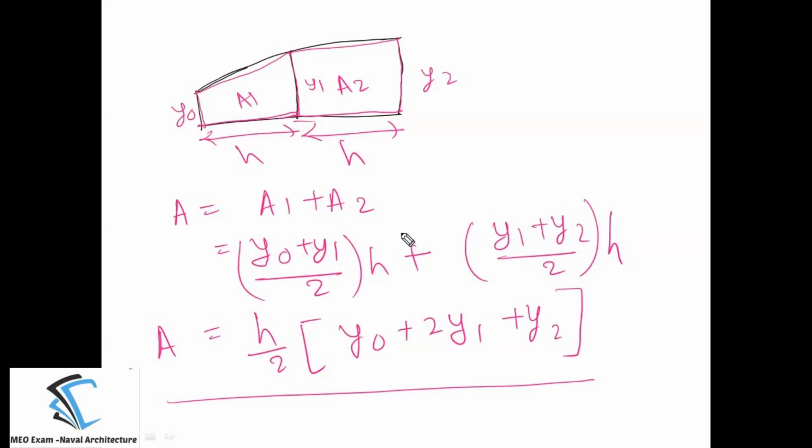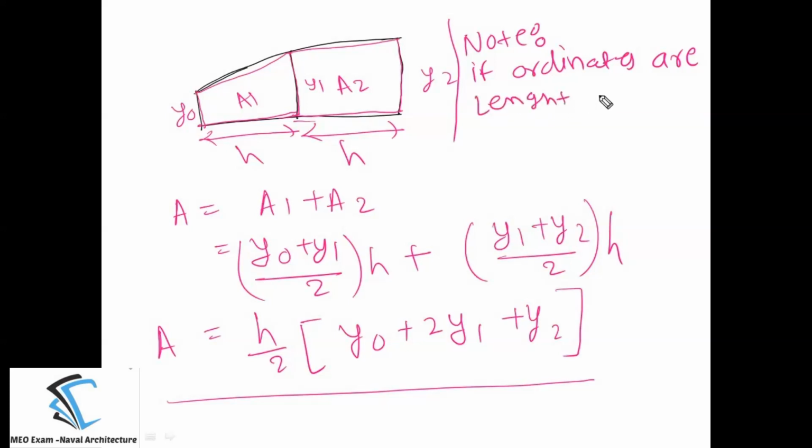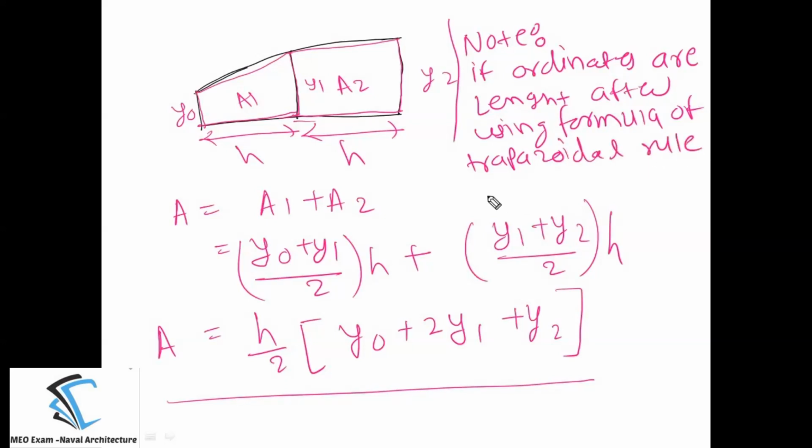Now a few things I want to tell you here. This is a very important thing you can write as a note: if the ordinates are length, after using the formula of the trapezoidal rule, you will get the area, which we have done just now.